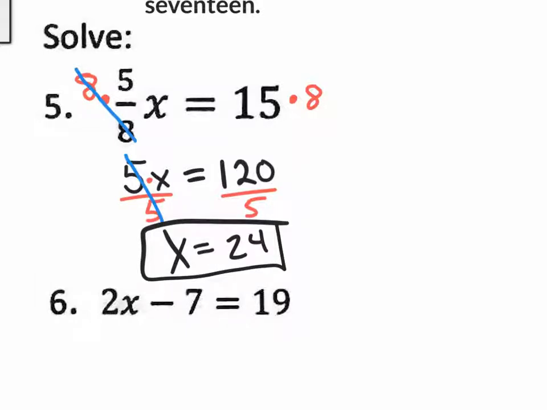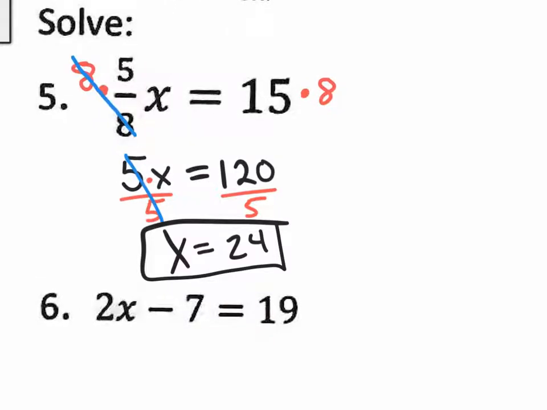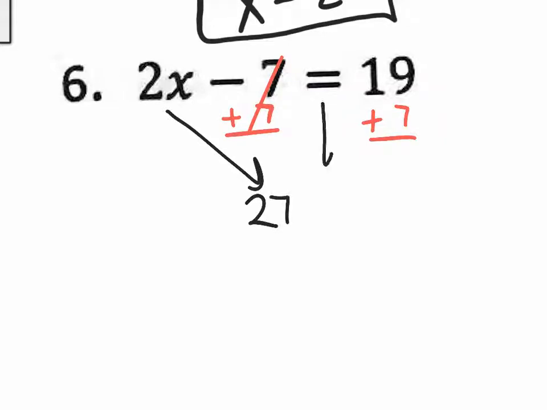There are many questions that have fractions in them. You could get rid of any fraction by multiplying everything by the denominator. I just put this one on here just for practice. It's easy. Get rid of the minus 7 first, plus 7. What you do to one side, you do to the other side to maintain the balance. The 2x comes down. The equal sign comes down.